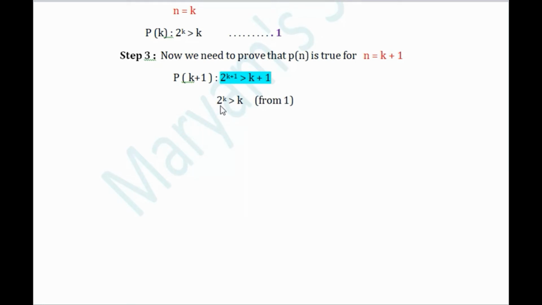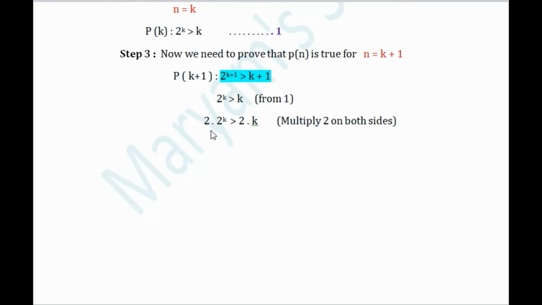Suppose I multiply 2 on both sides, will I be able to get 2 raised to k+1? Let's check. I have multiplied 2 on both sides of the inequality because I have to get 2 raised to k+1, isn't it? Yes. So let us simplify this further and see what we get. After multiplication, we get 2 raised to k+1. 2 raised to k+1 and 1+k are one and the same.